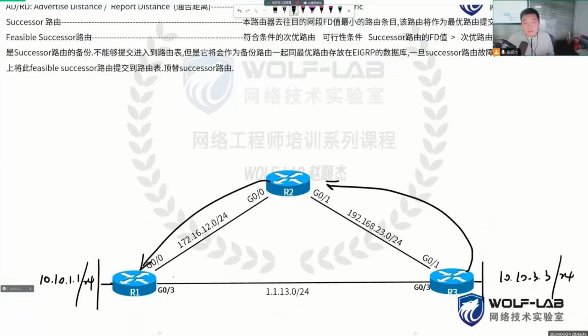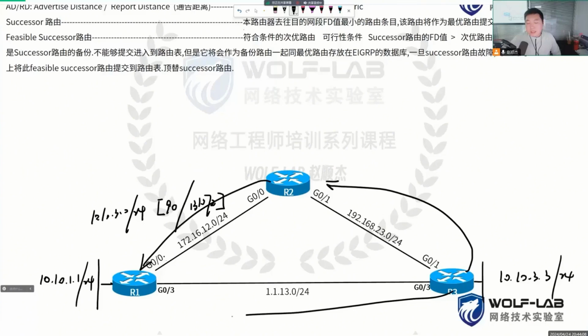The route entry for 10.10.3.0/24 has already been learned by R1. Administrative distance 90, metric calculated as 131072. This is what R1 learned from interface 0/0 about this route entry's metric value. So R1, from below, of course, can receive the route entry announced by R3.